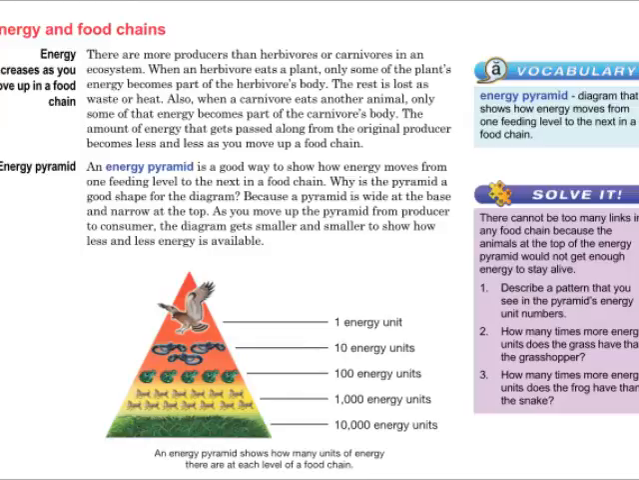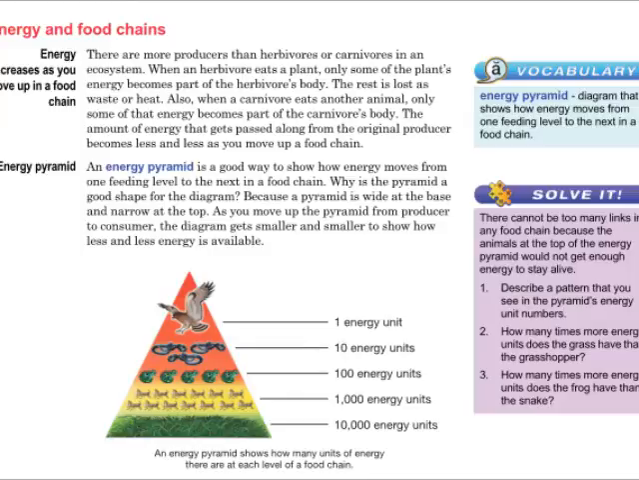When an herbivore eats a plant, only some of the plant's energy becomes part of the herbivore's body. The rest is lost as heat or waste. Also, when a carnivore eats only animals, only some of that energy becomes part of the carnivore's body. The amount of energy that gets passed along from the original producer becomes less and less as you move up the food chain. An energy pyramid is a good way to show how energy moves from one feeding level to the next in a food chain.